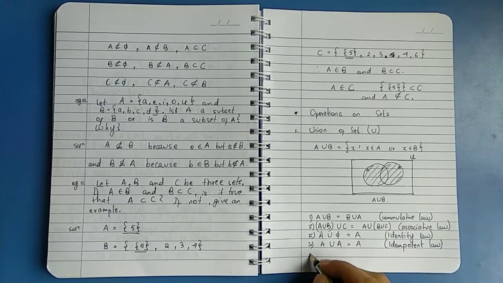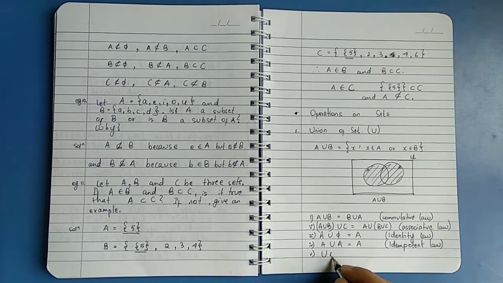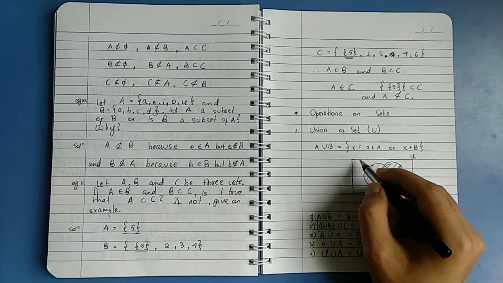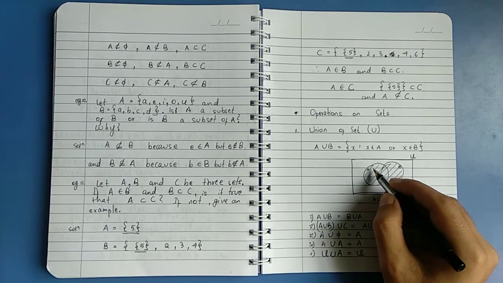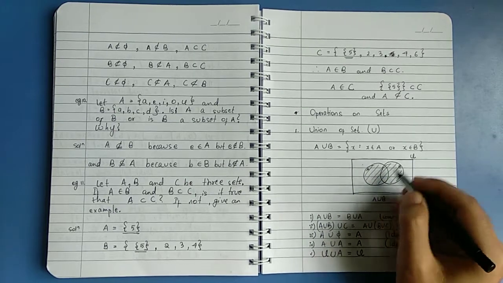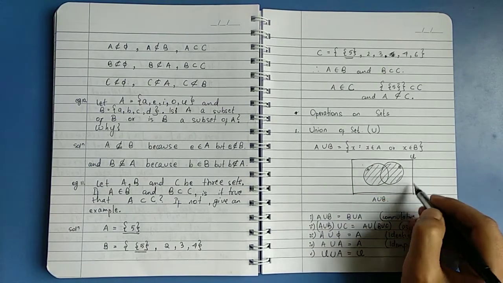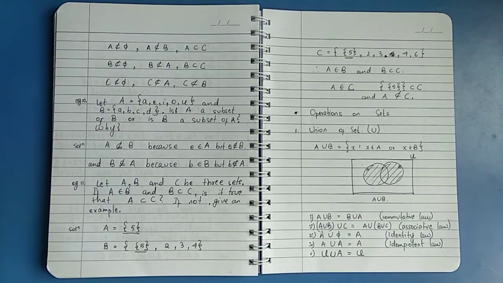And the last, number 5, is if we union A with the universal set. Here U denotes the universal set. So universal set union A is the universal set itself. Because if you take the whole universal set and you take A, say, so if you take their union, you will get back the whole universal set. We are taking all the elements that are present in the universal set and A together, so we will get back the whole universal set.